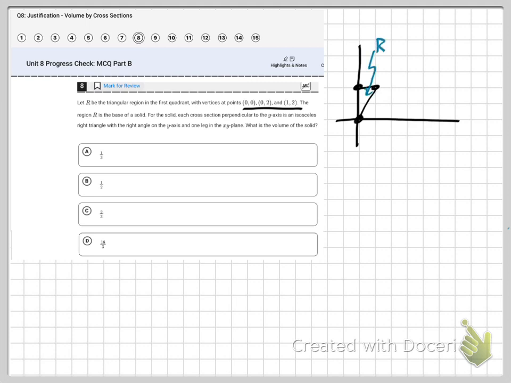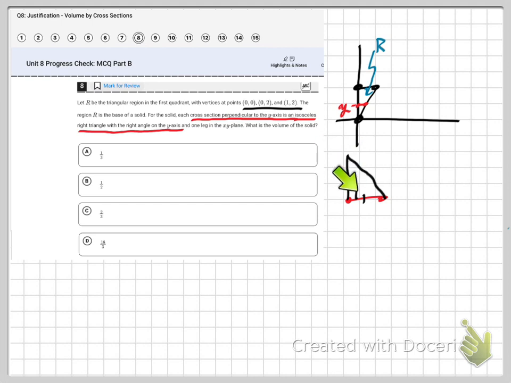So when I draw my picture, I got my vertices. There's the area of the region that we're talking about. Then we have to consider the fact that our cross sections are perpendicular to the y-axis. Guys, you got to pay attention to that. If it says that, then you need to have functions written in terms of y, because we're choosing y values in order to find the length of this line right here. Why do we care about the length of that line? Because we need to know how long this line is of our isosceles right triangle.